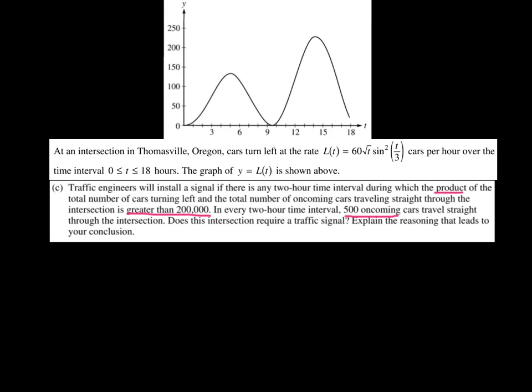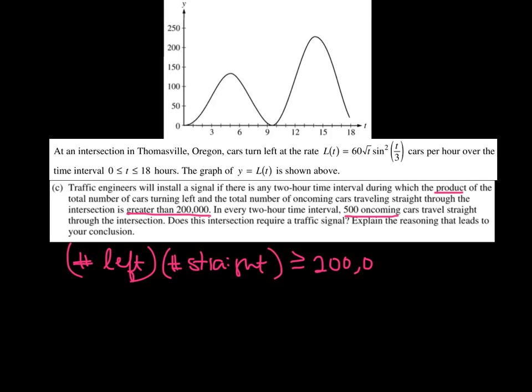Well, it's talking about this idea that the product of the total number of cars turning left, so the product of the number turning left times the number going straight would have to be greater than or equal to 200,000.